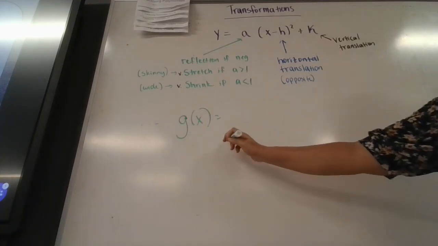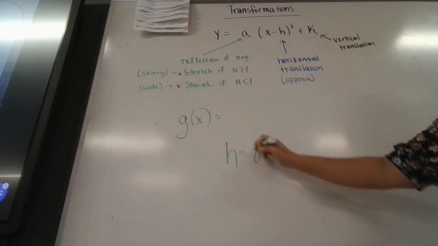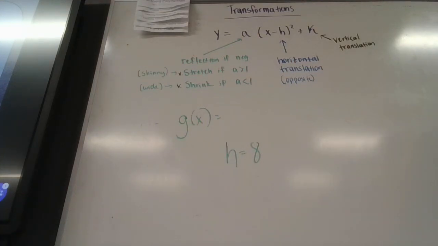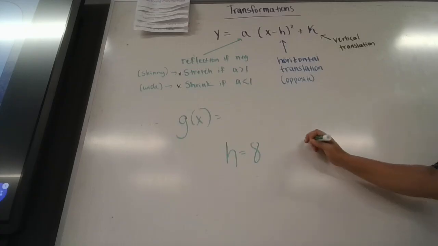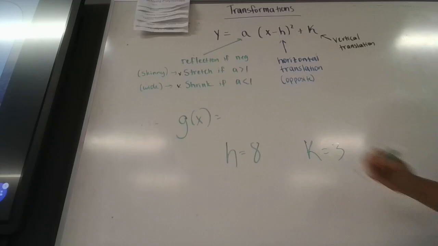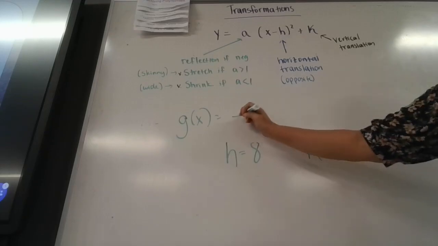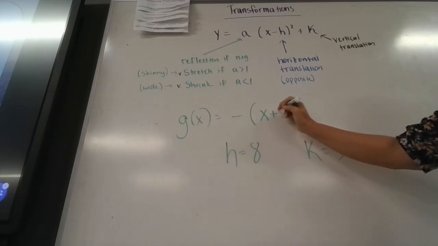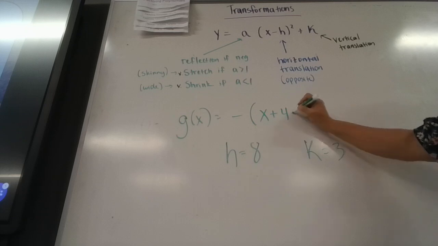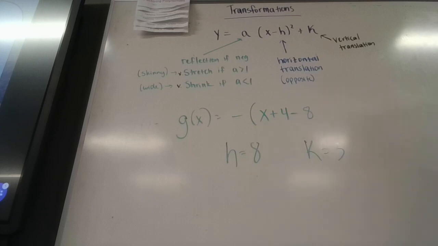So h is going to be 8. We're going to add in an h value of 8. And vertically 3 units, so k will be 3. So here we go. The negative sign is there. X plus 4 is there. I always put a subtraction sign before h. Parentheses, exponent, the minus 5 is there. And then I add in the extra change to the k value.